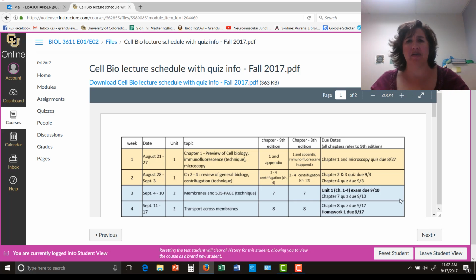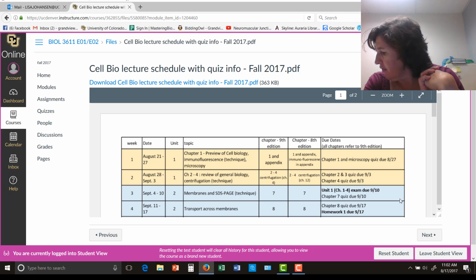I don't know why cytoskeleton's on my brain today, but that's where my examples are coming from. I wrote myself some notes, so I'm just trying to make sure.